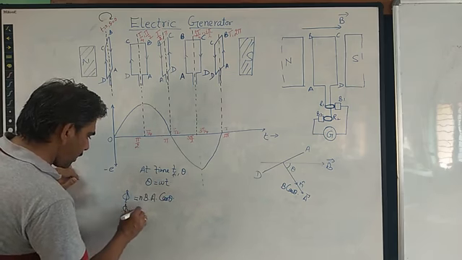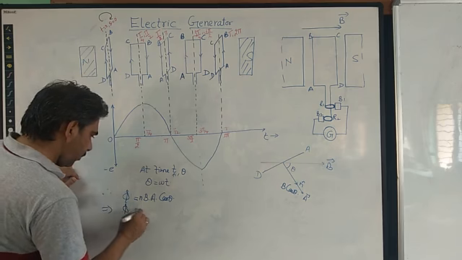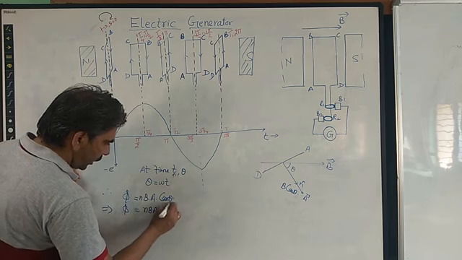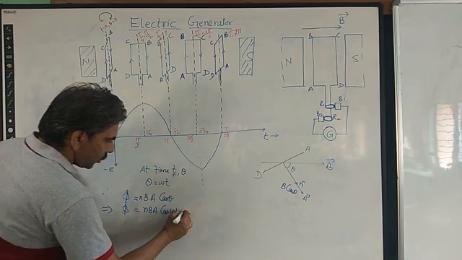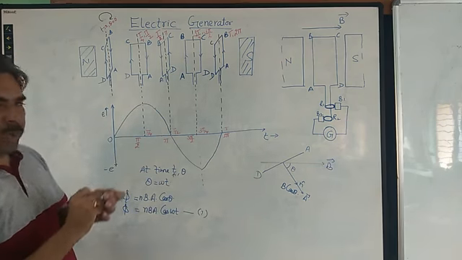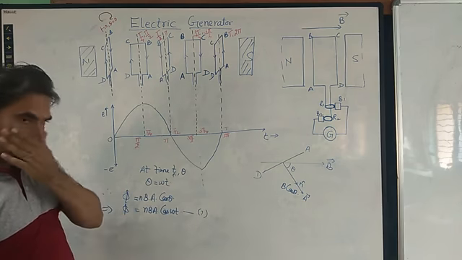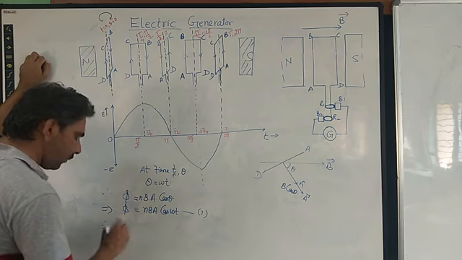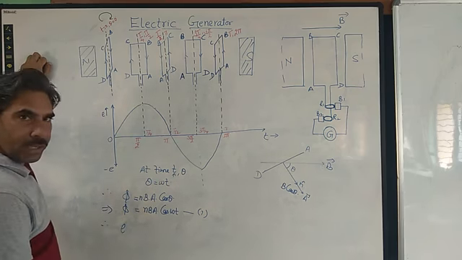So here this flux is written as N B into A into cos of theta, which is omega t. So this is the flux associated with the armature coil at any point of time t. Therefore, what will be the rate of change of flux? This will decide the value of induced EMF.